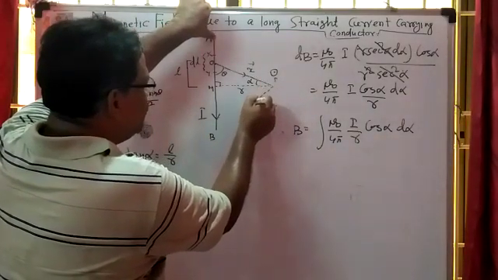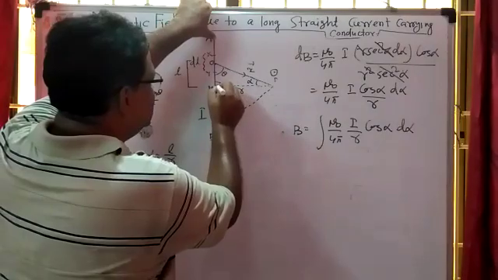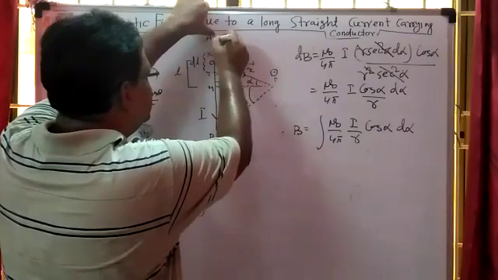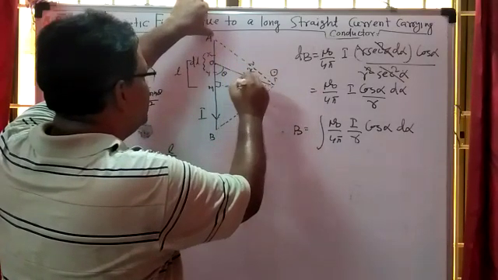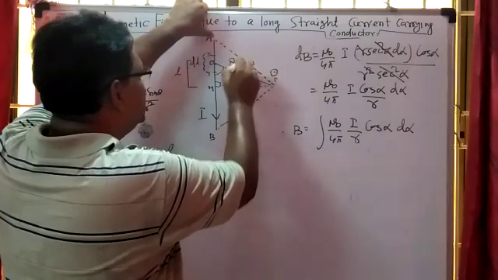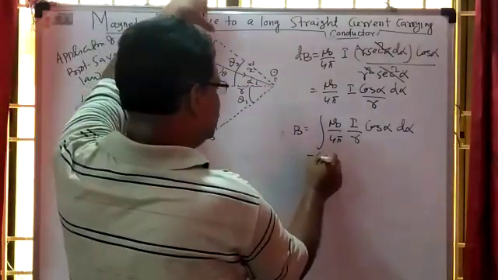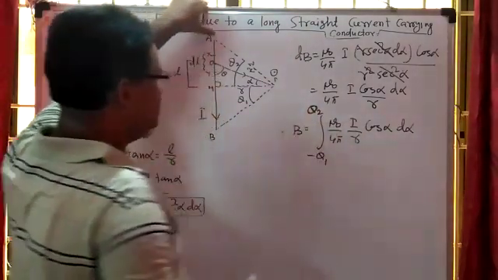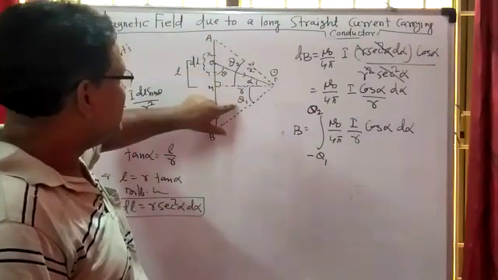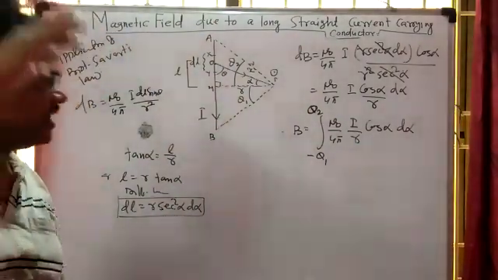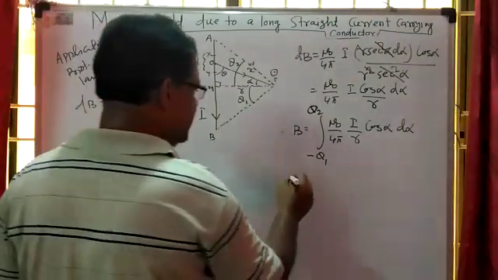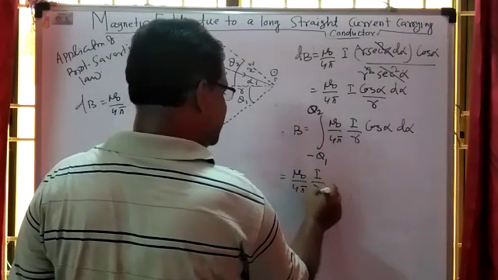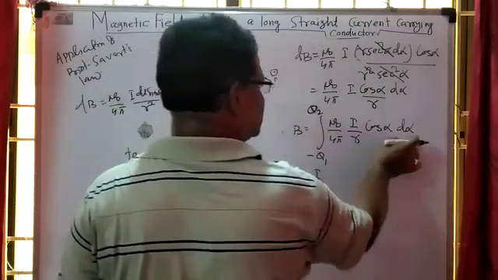If you join all these things, this is the perpendicular length, and from here to here we take it as theta 1, and from here to here you take it as theta 2. So if you take the limit, it will be minus theta 1 to plus theta 2, because theta 1 and theta 2 give the limit of the length of the current carrying conductor. So if you integrate it properly, mu naught by 4 pi is taken out, I upon r is also taken out, and the limit is on cos alpha d alpha.